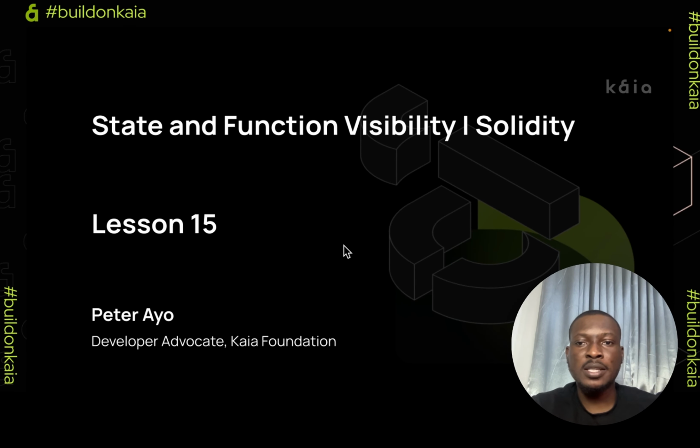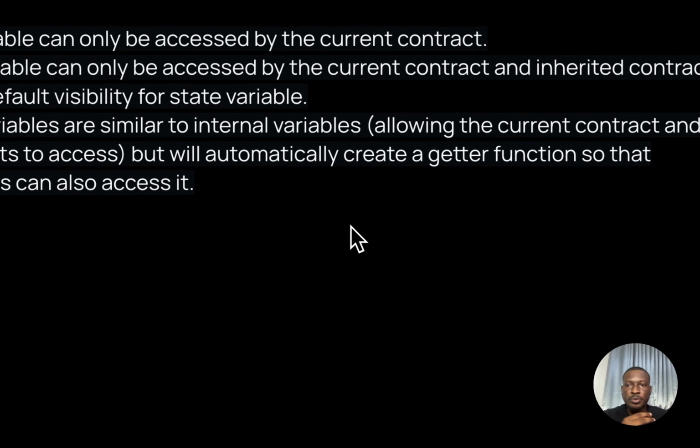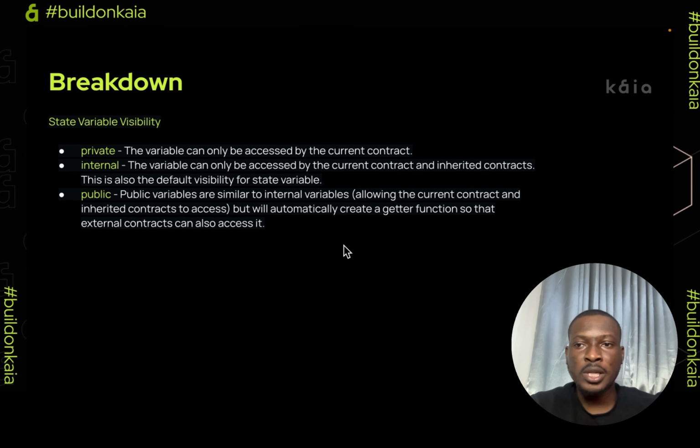Today in this video we'll be looking at states and function visibility. Okay, so let's jump right in. First things first, we'll be looking at state variable visibility. And like we already said, state variables are those variables that are declared at the beginning of the contract, right? So a state variable can have the following visibility.